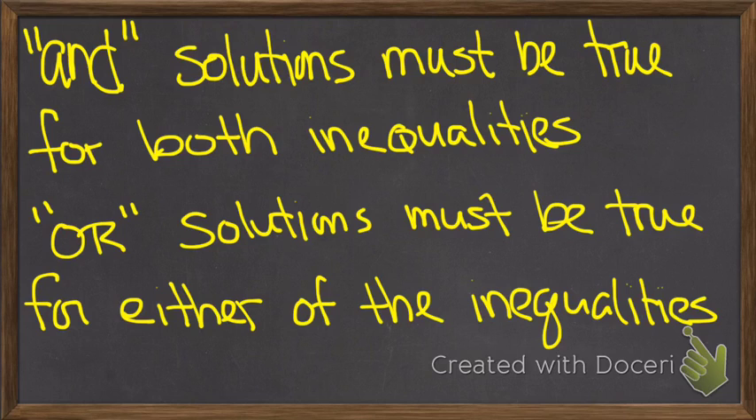Okay. Here's what we just said. Solutions to "and" must be true for both inequalities. Solutions to "or" must be true for either of the inequalities. Like I talked about with the students, if I say "and," they both go. When I say "or," that means one or the other, but not necessarily both have to go. The ands are true for both. Ors are true for one or the other.